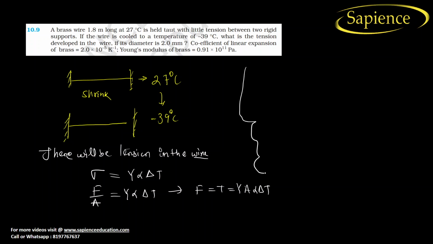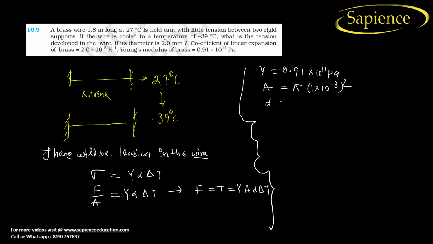Now put in each and every value. Let us suppose Y, the Young's modulus of elasticity, is equal to 0.91 into 10 to the power 11 Pascal, and the area is given as pi into r squared. The diameter is given as 2 mm, so the radius we can convert to 1 into 10 to the power minus 3 meter, whole squared. Okay, so this will be the area.